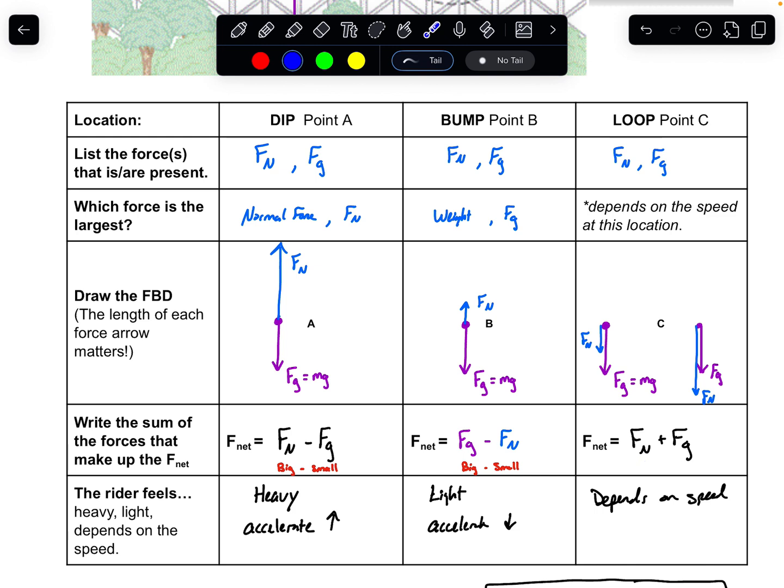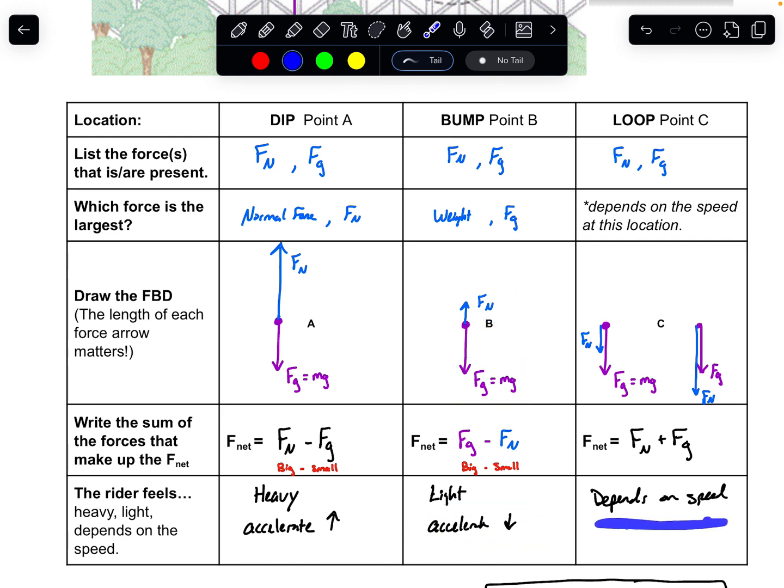And that's it. We can use that combination. Either we take the bigger normal force minus the weight, or the weight force minus the smaller normal force, or we add them together in order to find out what our net middle force is that causes the acceleration. So what would it feel like? Well, if you have a bigger normal force, you're going to feel heavier, and because this force wins, it's going to accelerate upwards. If we have a smaller normal force, we're going to feel lighter, and since the weight force wins, we're going to accelerate downwards.